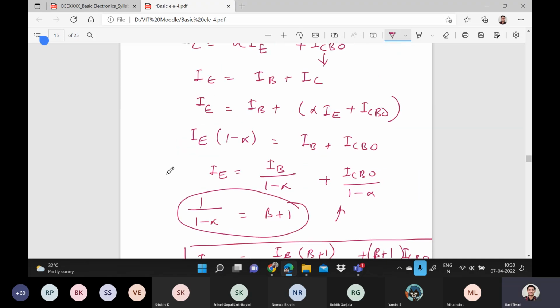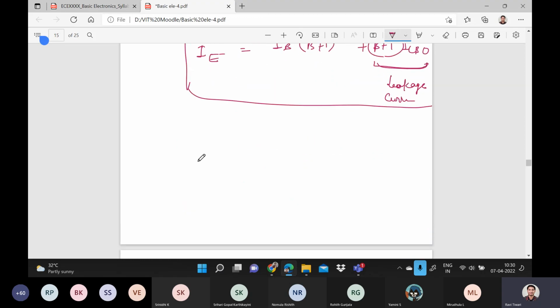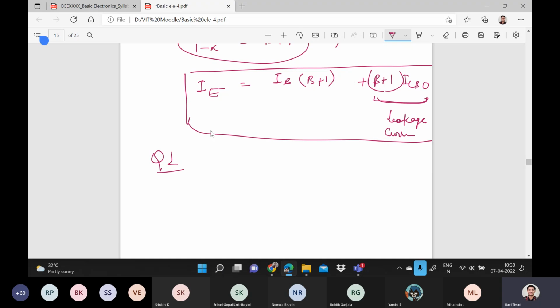Now we will do one thing. We will solve some numericals based on it, and that will give us a clear idea of what is actually there. Okay, so let's start with some numericals. Question 1. I said this formula.